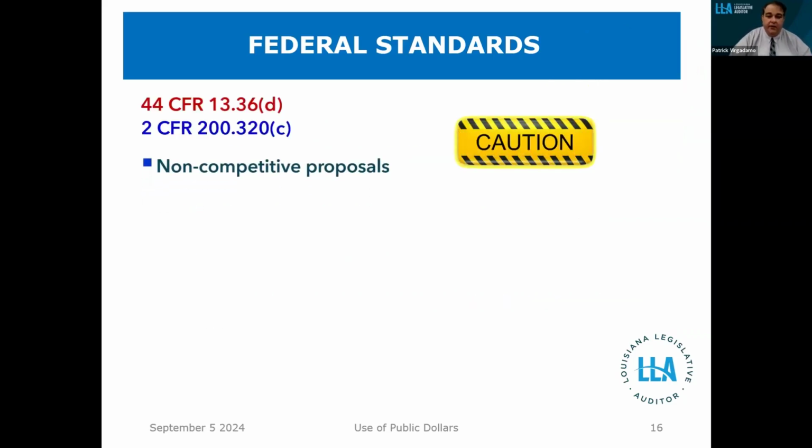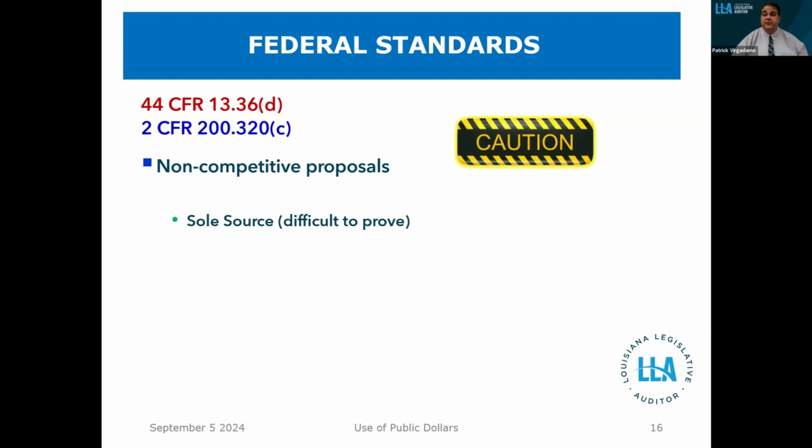Now, non-competitive proposals. Just as the public bid law provides some exceptions under state law to not have to bid out something or be competitive, the federal government also has certain non-competitive authorizations. Sole source is one of the ones, it's important to note, under the public bid law, there is no such thing as sole source. It requires you to go through the exercise that when it says you need to bid something out and there's not a specific exception, you have to at least solicit.